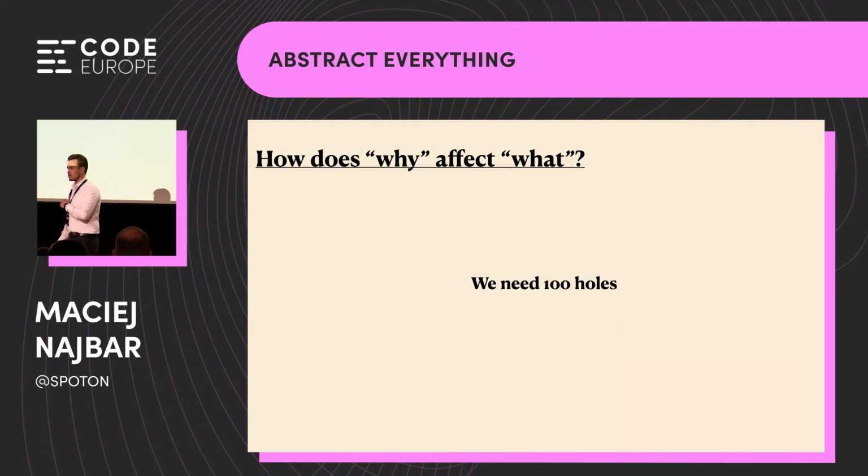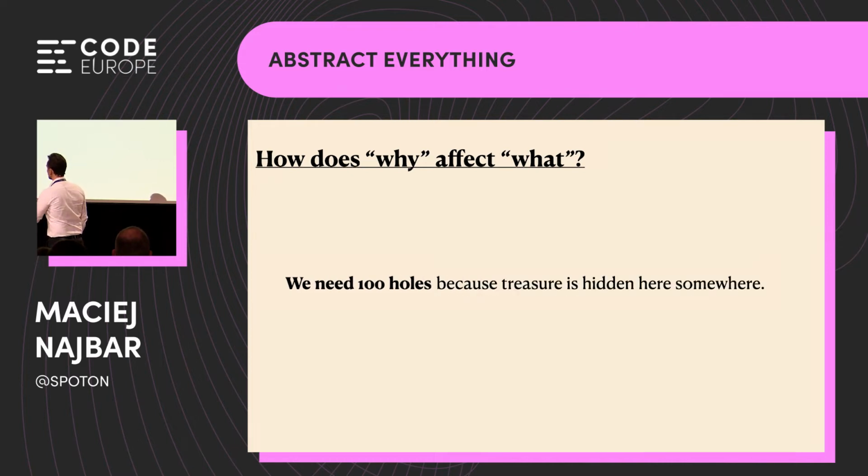So let's add a context to it. We need 100 holes because treasure is hidden here somewhere. If you will be looking for the treasure, your holes probably will be very, very deep. And also, you'll be looking for the landmarks, like a tree, a stone, or something that makes sense where the treasure might be hidden. Let's change the context.